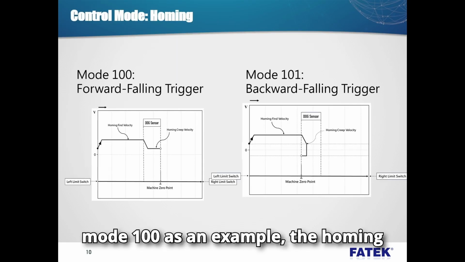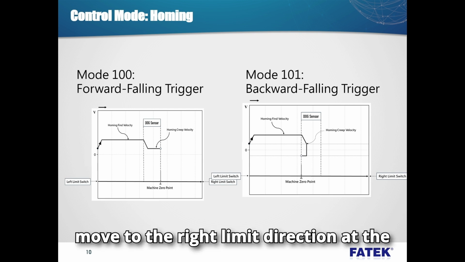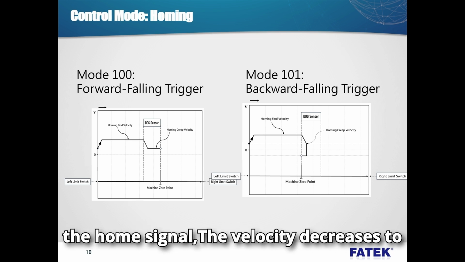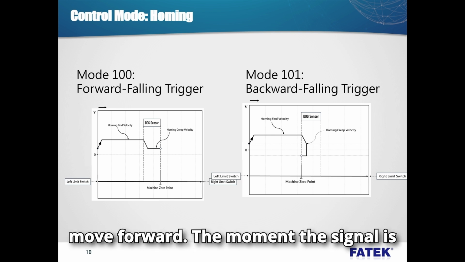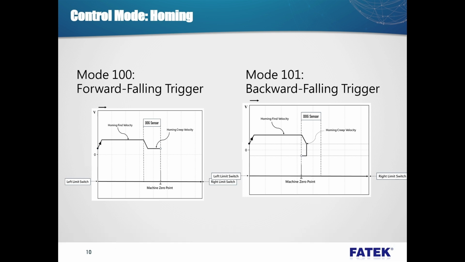Taking mode 100 as an example, the homing operation works as follows. First, move to the right limit direction at the homing find velocity. When encountering the home signal, the velocity decreases to the homing creep velocity and continues to move forward. The moment the signal is sensed away from the home sensor, this point is the machine zero position.